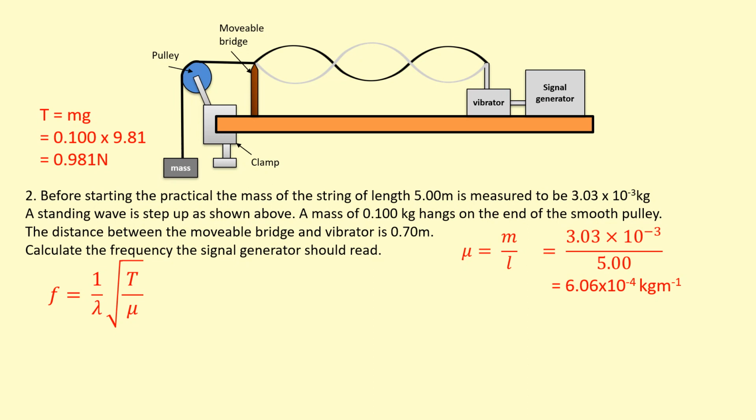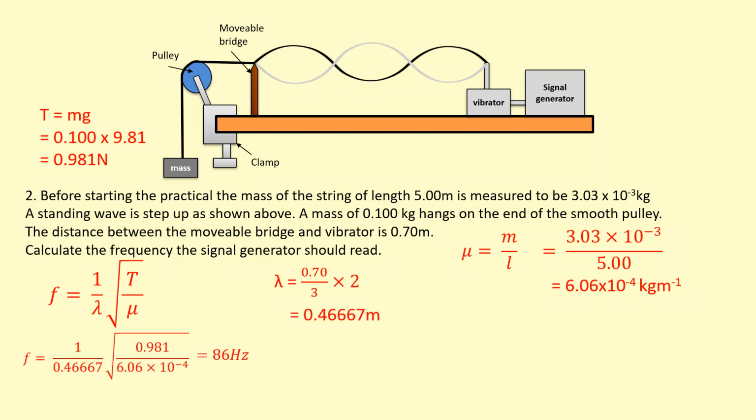Okay, finally I need to figure out the wavelength. Okay, so this is the third harmonic, and another length between one point and another. So divide that by 3 loops, times it by 2 to get the wavelength there. Put these numbers in, and you get a frequency of 86 Hertz.